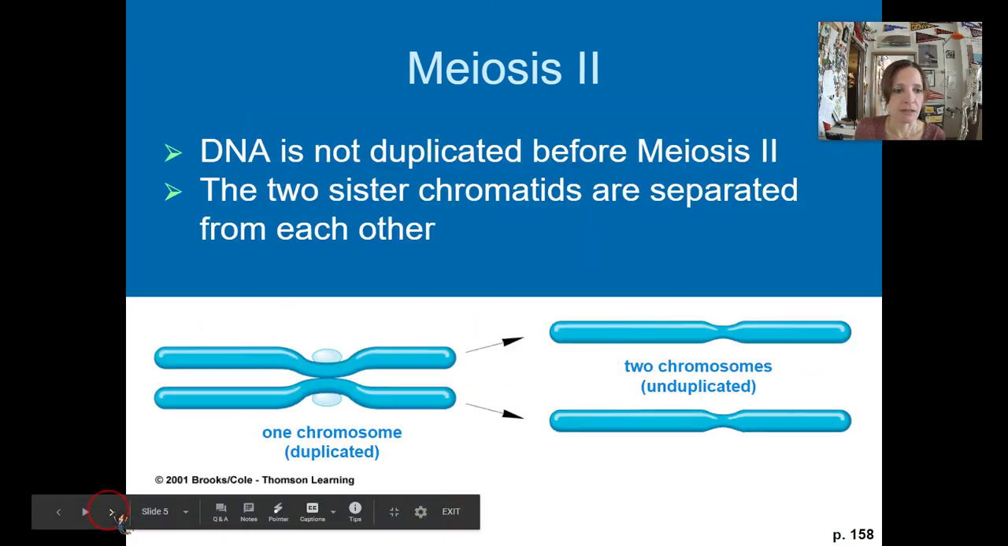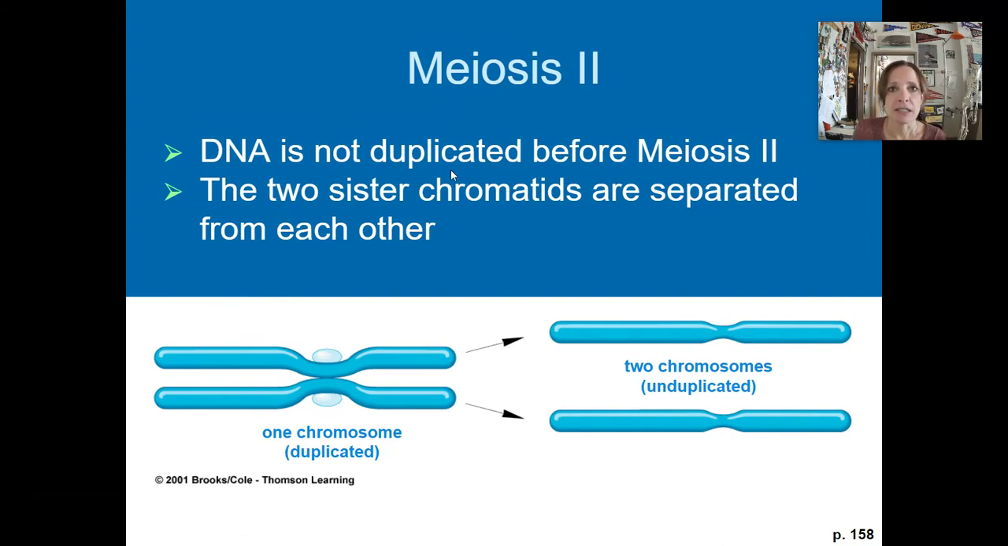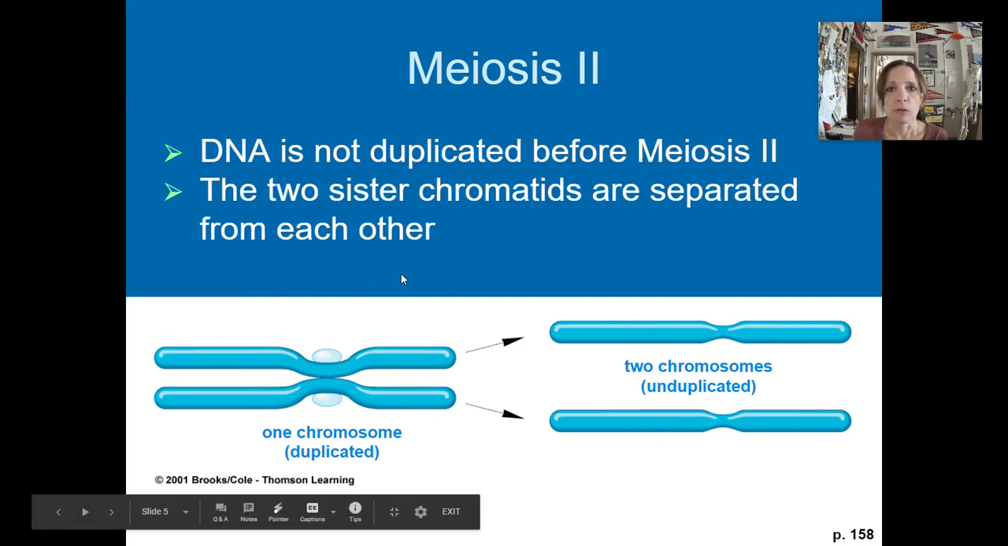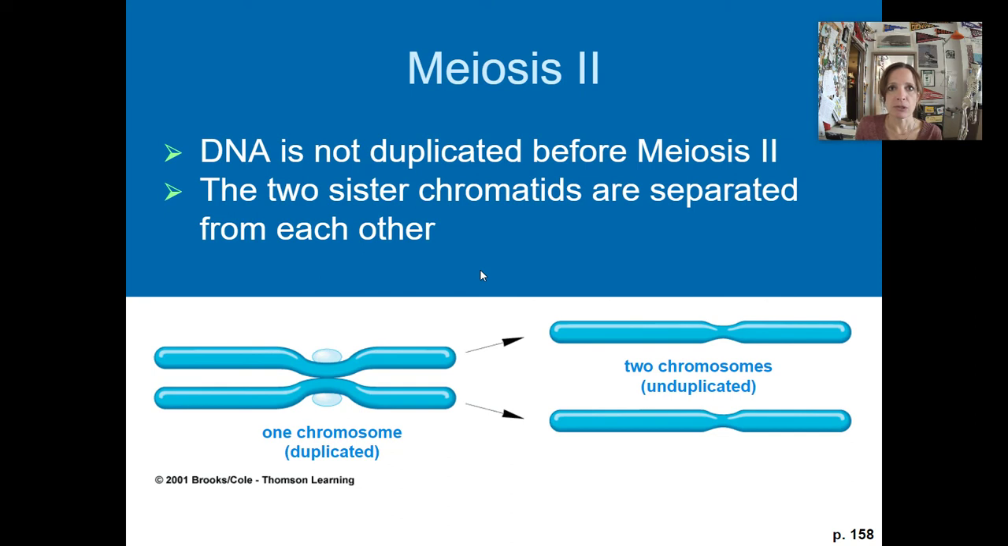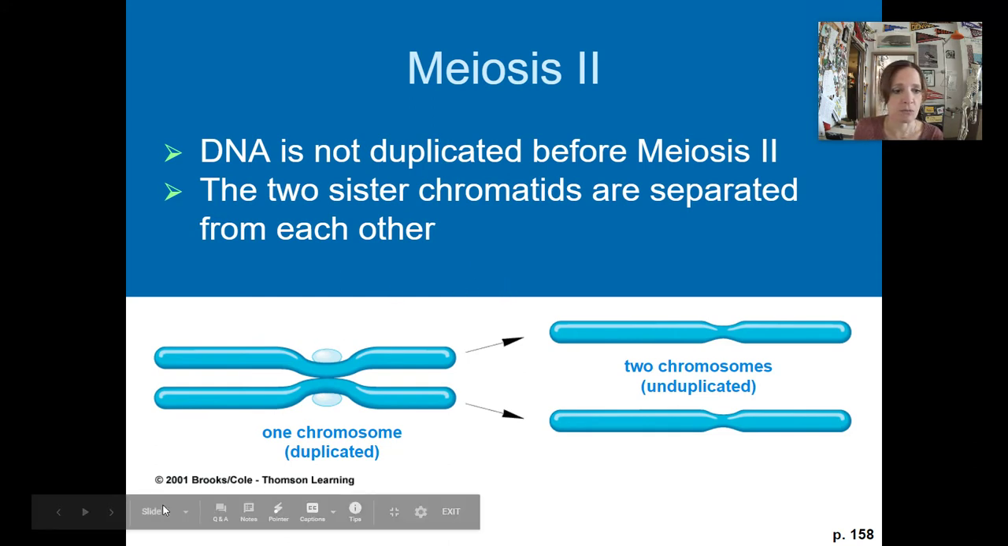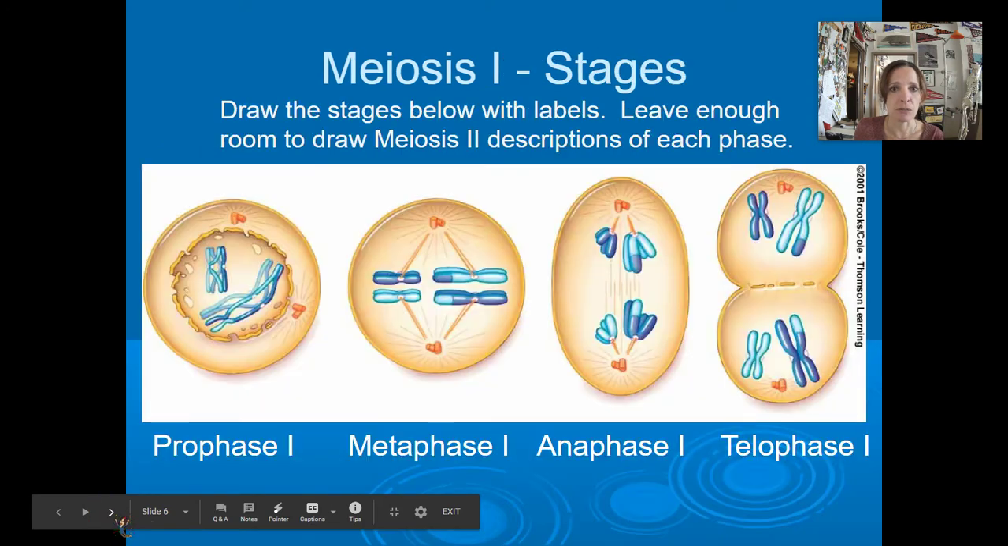In meiosis 2, the big thing to remember here is DNA isn't doubled between meiosis 1 and meiosis 2, and the 2 sister chromatids are pulled apart from each other. So in the beginning, before a cell goes into meiosis, it doubles its DNA. So it goes from 46 to 92. And then after meiosis 1, it has 46. And then after meiosis 2, each of those cells has 23 chromosomes. And there's 4 cells that are going to be produced.